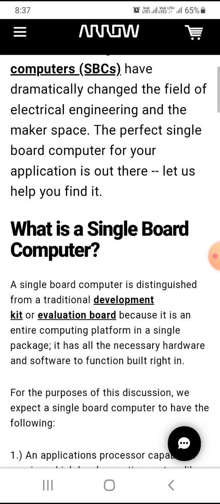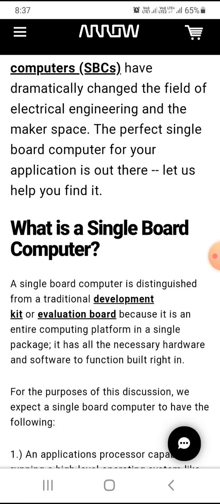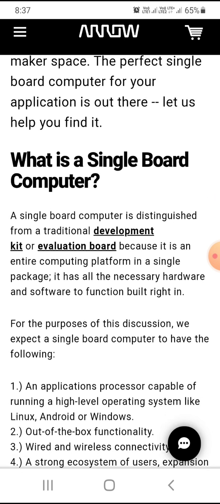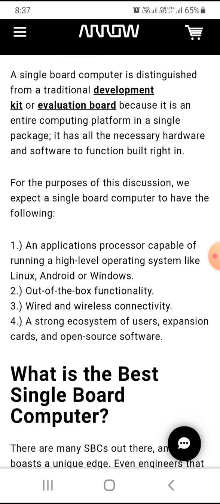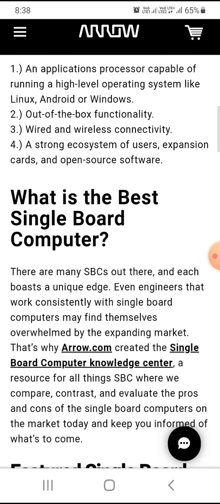A single board computer is distinguished from a traditional development kit or evaluation board because it is an entire computing platform in a single package. It has all the necessary hardware and software functions built right in. For the purpose of this discussion, we expect the single board computer to have the following: an applications processor capable of running a high-level operating system like Linux, Android, or Windows, out-of-the-box functionality, wired and wireless connectivity, a strong ecosystem of user expansion cards, and open source software.